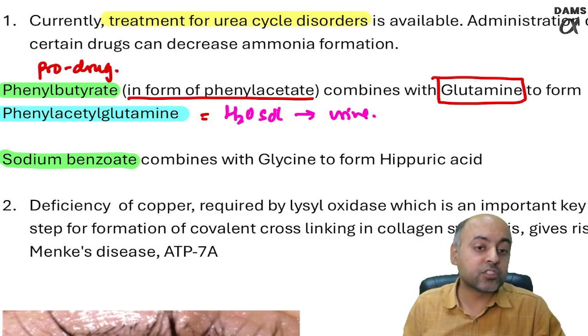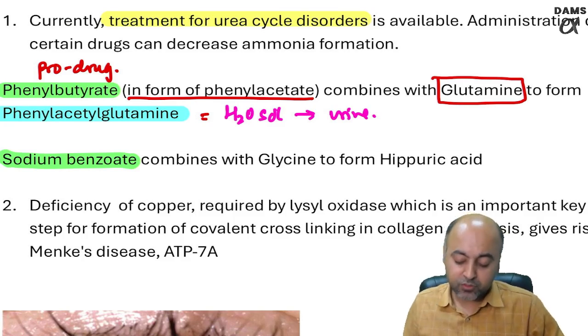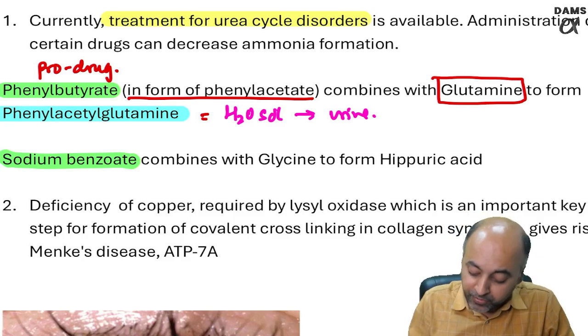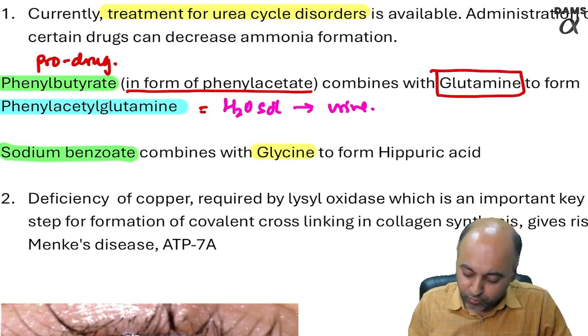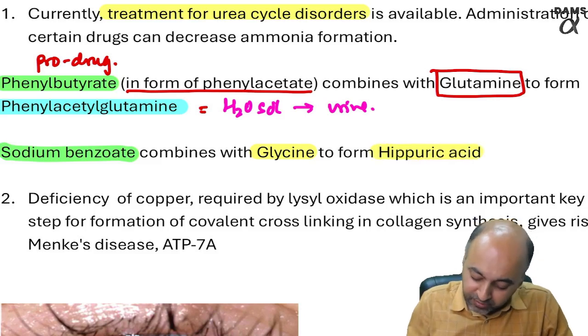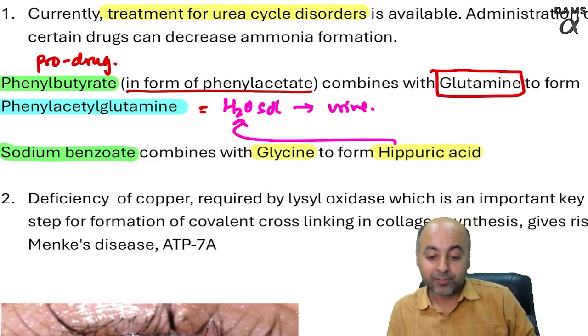First is phenyl butyrate, which is a prodrug, gets converted to phenyl acetate and then combines with glutamine and gets excreted in the urine. The second one is sodium benzoate, which combines with glycine to form the hippuric acid, and again the hippuric acid is also water soluble and therefore it is lost in the urine.